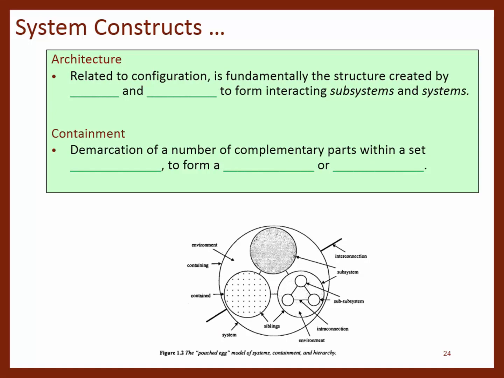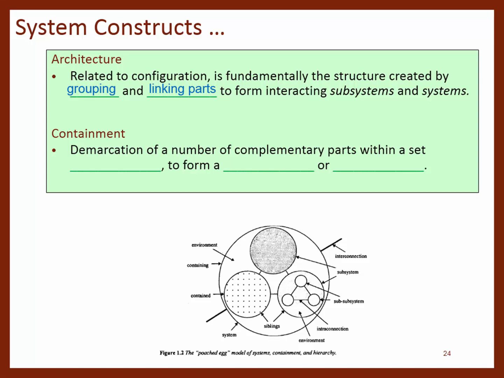Architecture related to configuration is fundamentally the structure created by grouping and linking parts to form interacting subsystems and systems. So if you are familiar with computer science, system architecture is along those lines. You are trying to somehow create these classes in which you can start seeing the grouping and you can start seeing the hierarchy among the components.